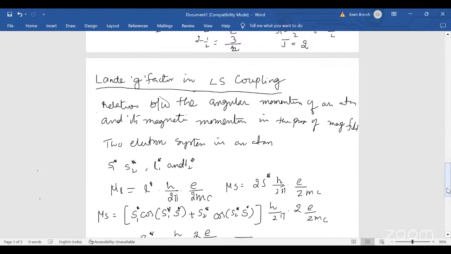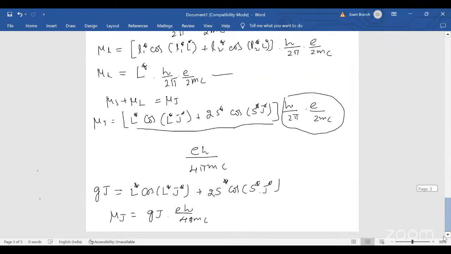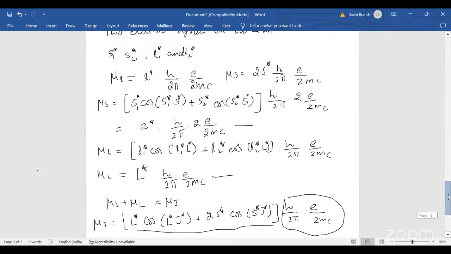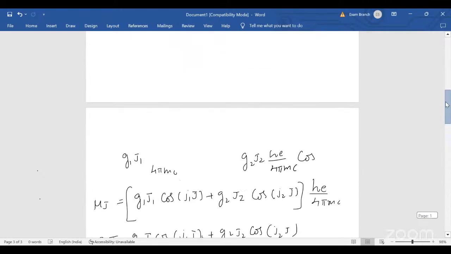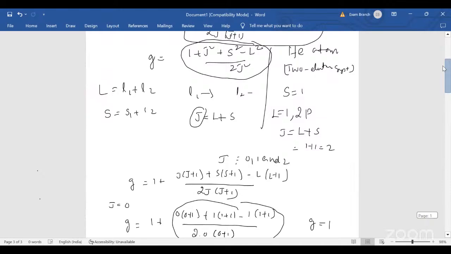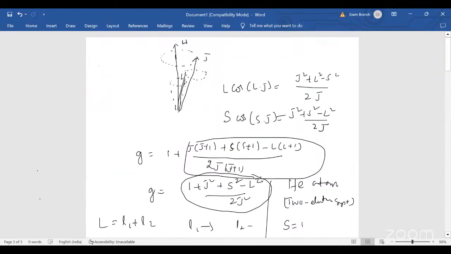In LS coupling, the formula we have got for g is 1 plus J into J plus 1 plus S into S plus 1 minus L into L plus 1, divided by 2J into J plus 1. So it is not complex. Simply it depends upon the J, S value and L value.